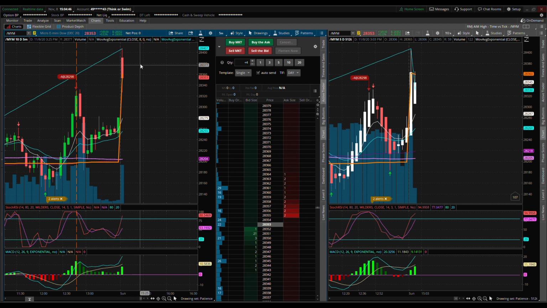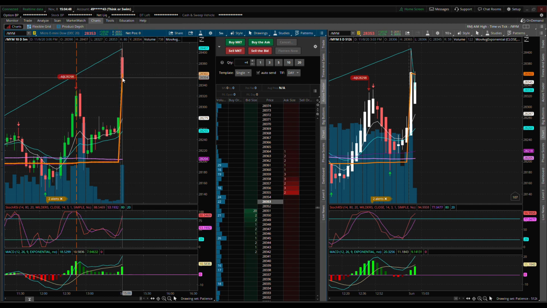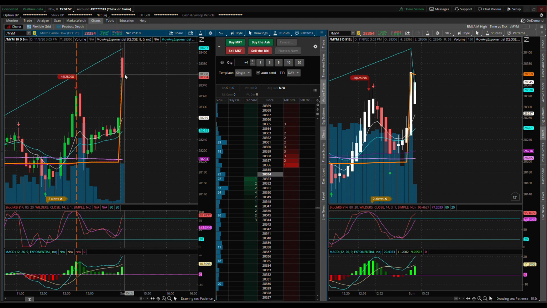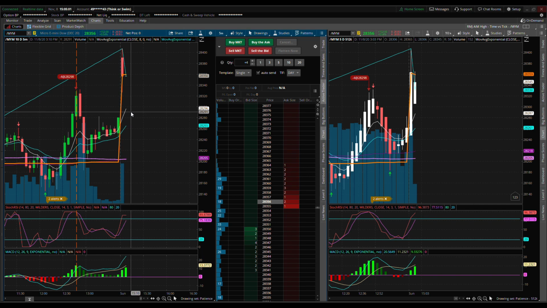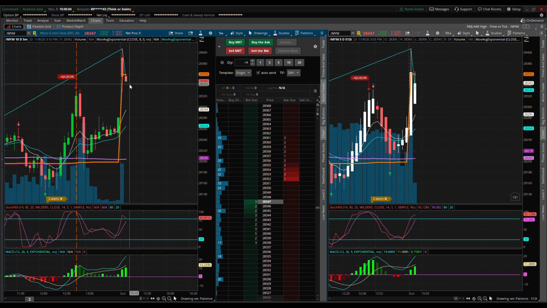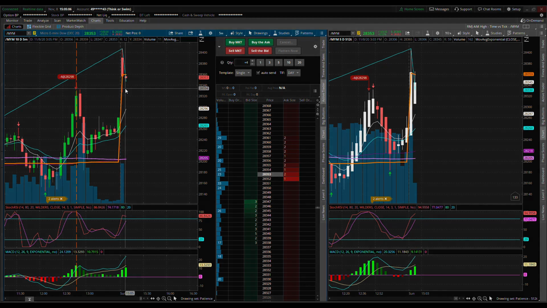I'm a little hesitant to enter because it's a fairly bearish candle if you look at it. So they're not corresponding to each other, so there's a hesitation there. So we will keep watching and then let you know when I decide to enter a trade.